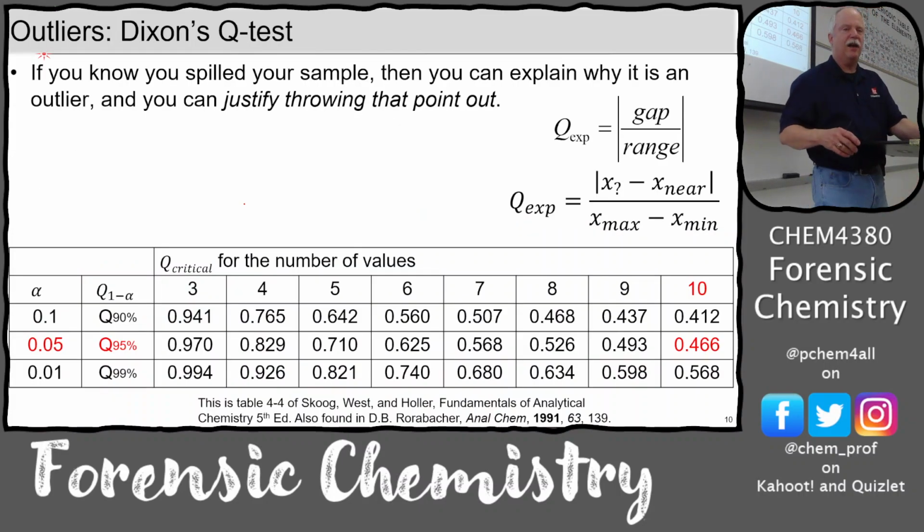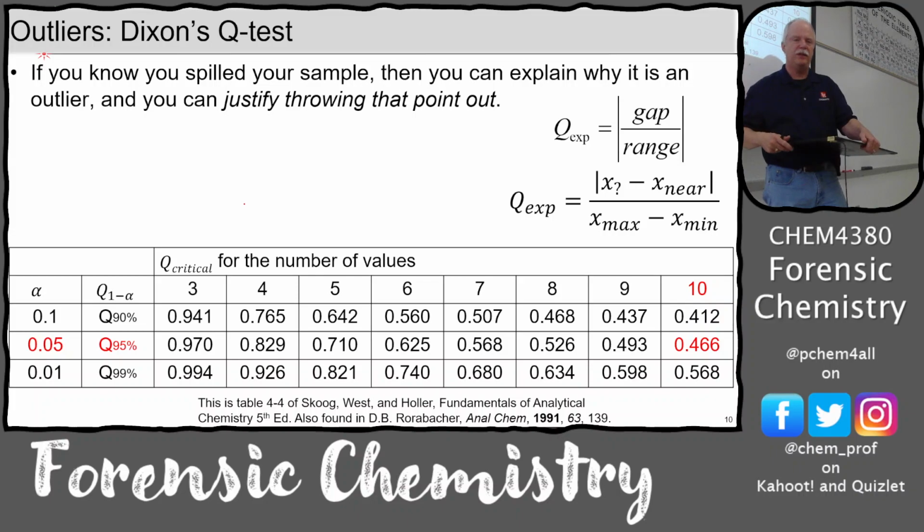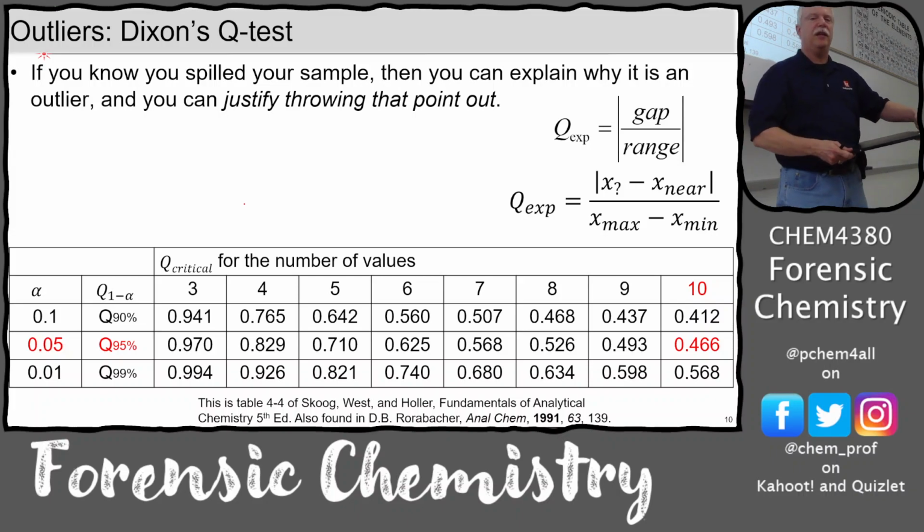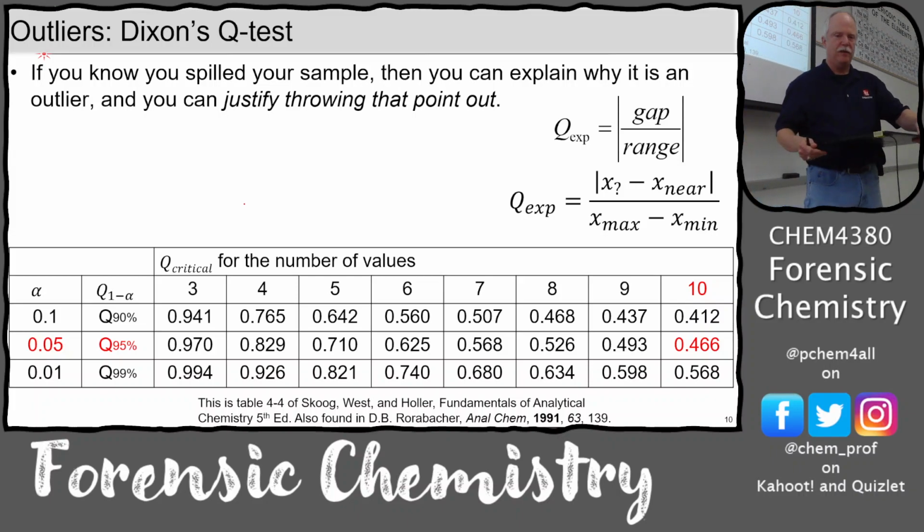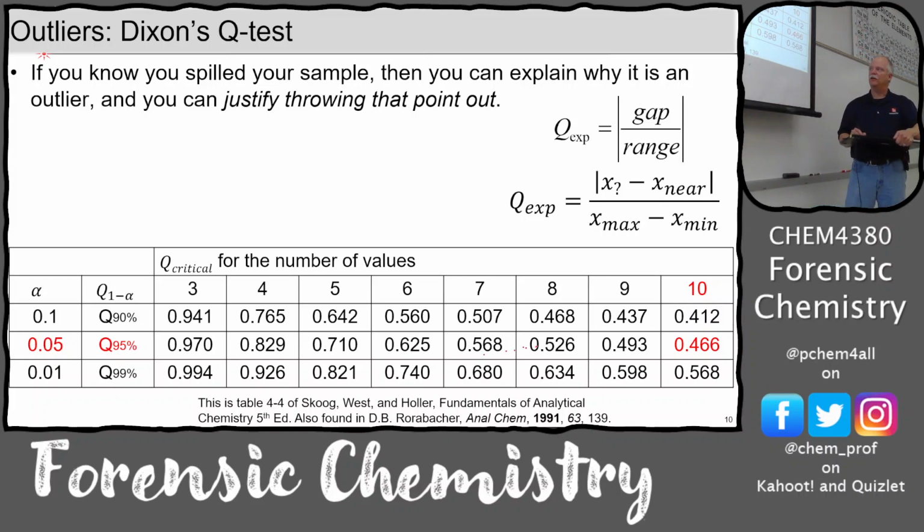Now let's look at the outlier test. There are 2 outlier tests that we teach. This one I've only seen in analytical chemistry. I haven't really heard anybody else talk about Dixon's Q test, but I'll teach it to you because, again, it is used in a lot of analytical labs. The table that I found for this value was from Fundamentals of Analytical Chemistry, and they cite a paper in Analytical Chemistry from 1991. So these were the critical values of Q, and this is how we use it.